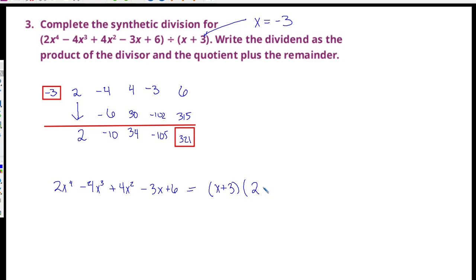And so we have to drop it down by 1, so that gives us 2x cubed this time, minus 10x squared plus 34x minus 105 plus, and it says write our divisor, the quotient plus the remainder. And so let's go ahead and write it in fraction form because we're writing it in this way. And that'd be over x plus 3.